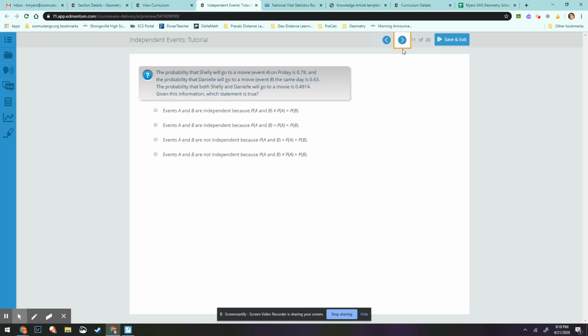What we're going to look at, well, first I think we have a problem. The probability that Shelly will go to a movie, event A, on Friday is 0.78, and the probability that Danielle will go, B, is 0.63.